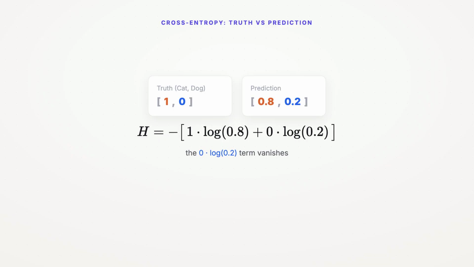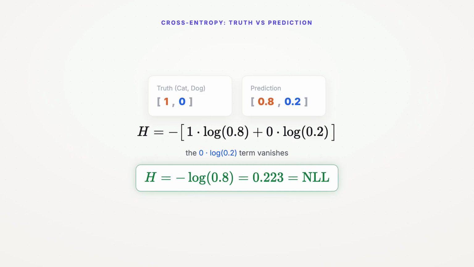Cross-entropy multiplies each truth value by the log of the predicted probability and negates the total. But the dog term is multiplied by 0, so it simply vanishes. All that survives is minus the log of 0.8, and that is exactly the negative log likelihood we already had. So for ordinary classification, cross-entropy and negative log likelihood are the very same number, just seen from two different angles.